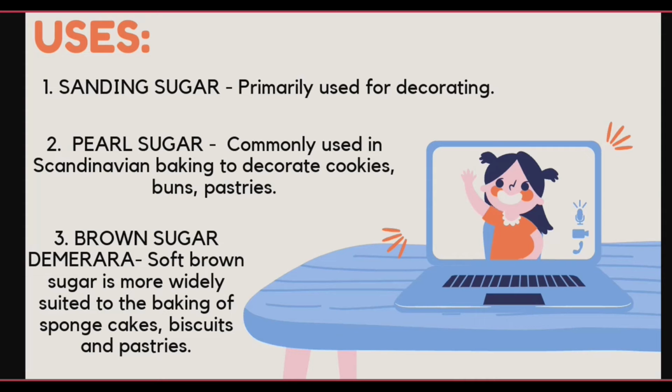Uses of sugar. First is sanding sugar, primarily used for decorating. Second is pearl sugar, commonly used in Scandinavian baking to decorate cookies, buns, pastries. Third, brown sugar demerara. Soft brown sugar is more widely suited to the baking of sponge cake, biscuits, and pastries.